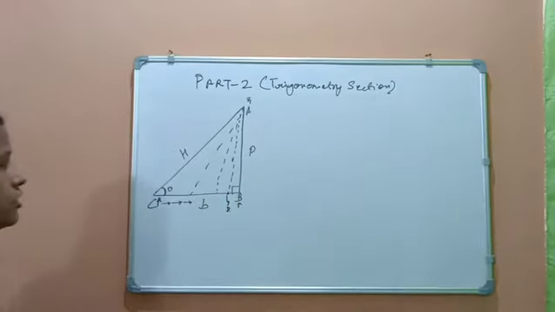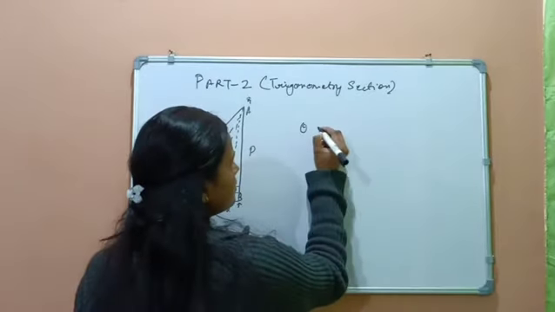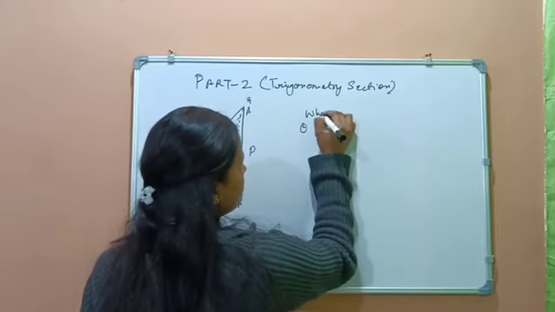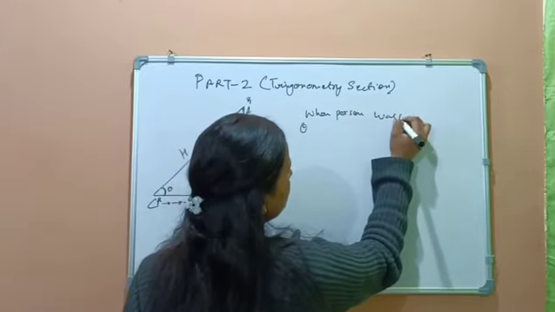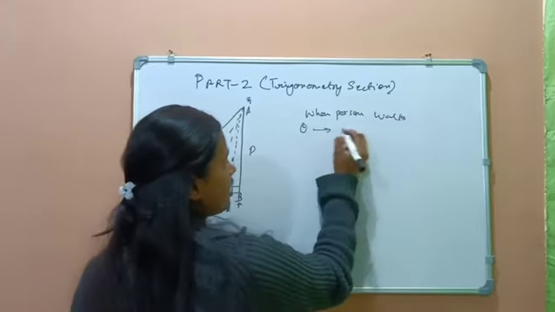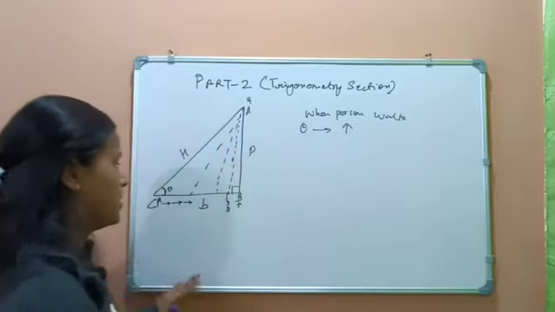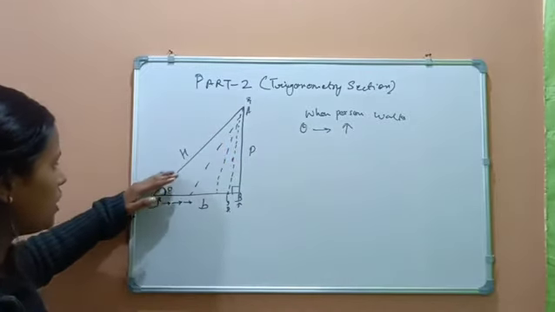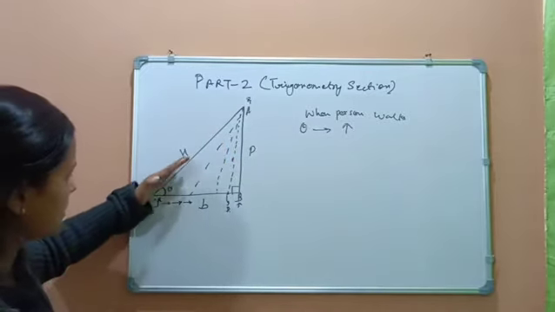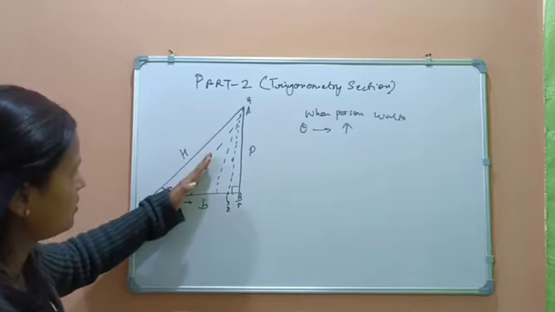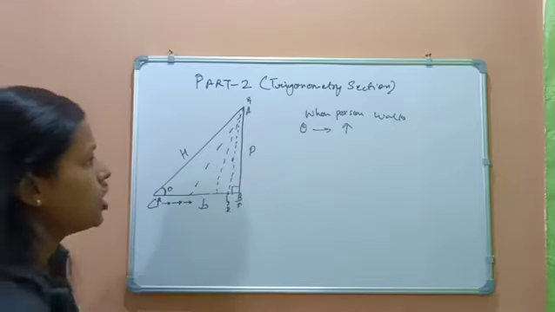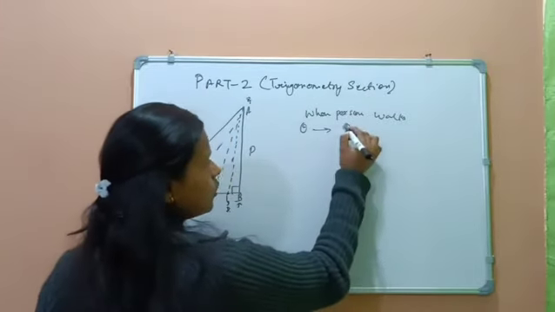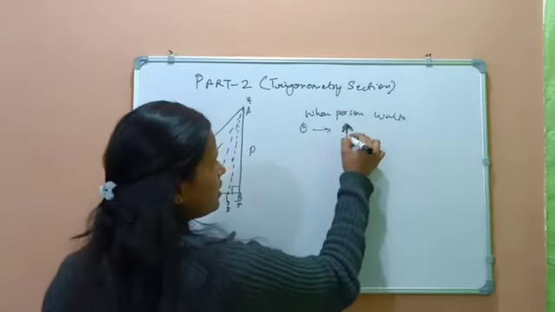So what do you observe? You observe that when the person walks, theta is increasing. Now this angle would be greater. This is like this over here, at this it will be like this. So theta is increasing. Okay. Theta is increasing.